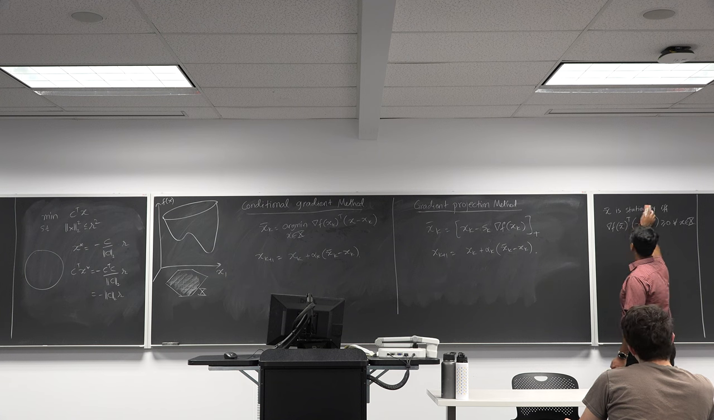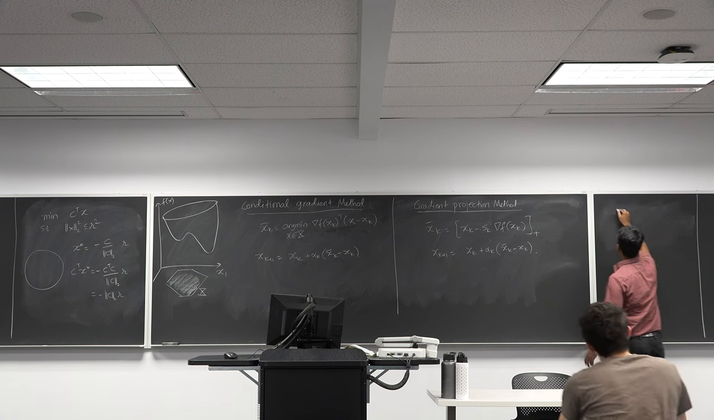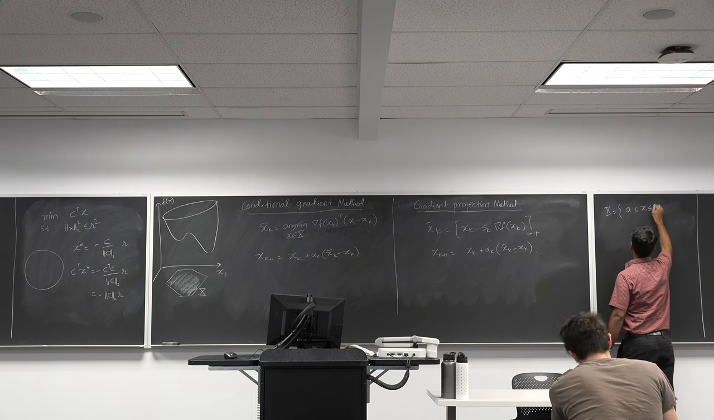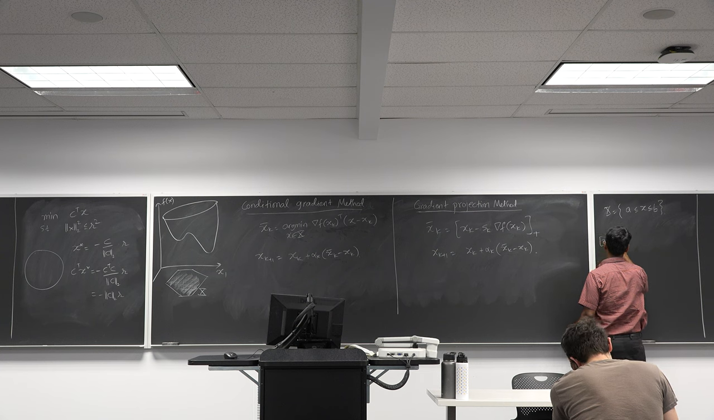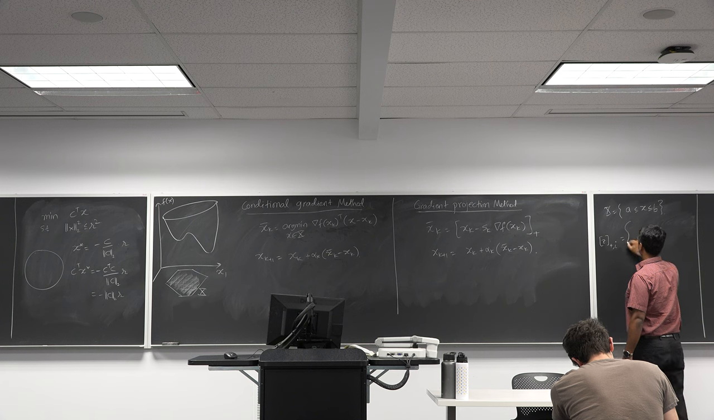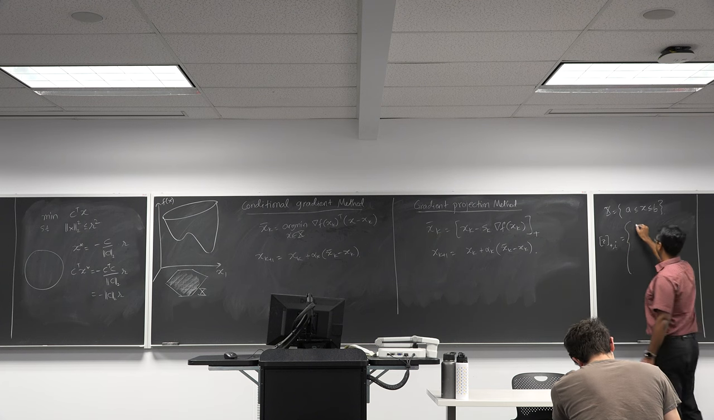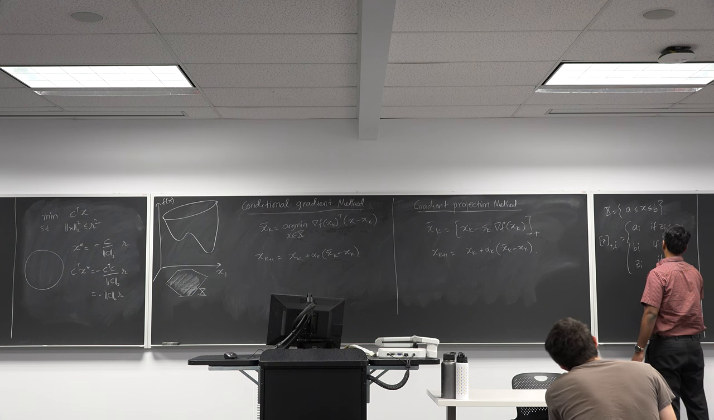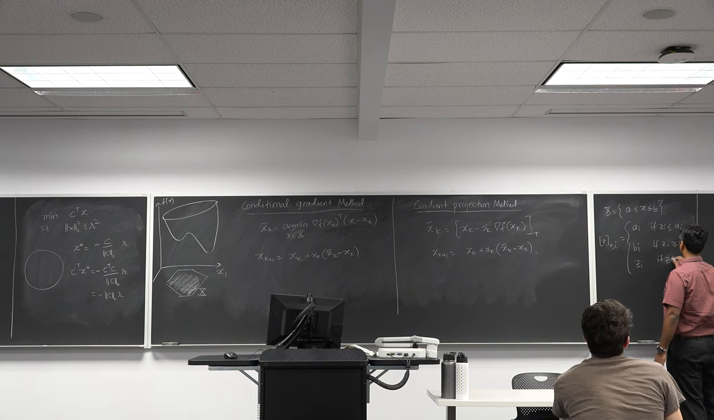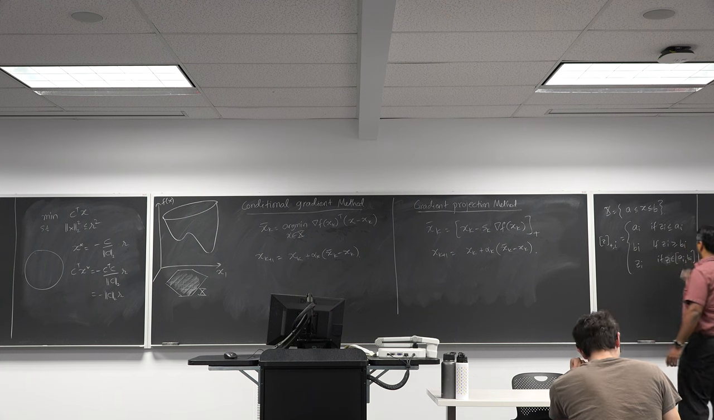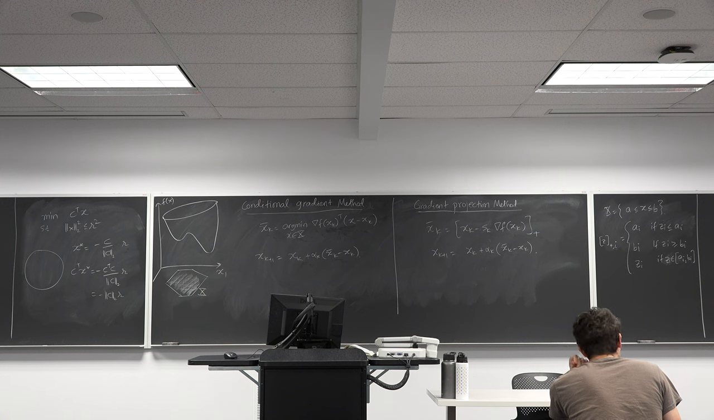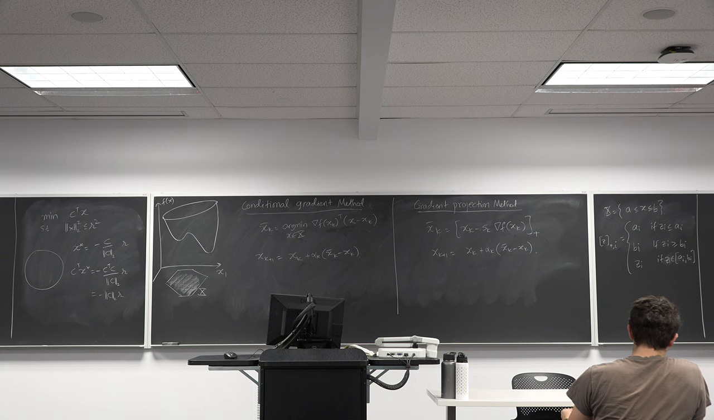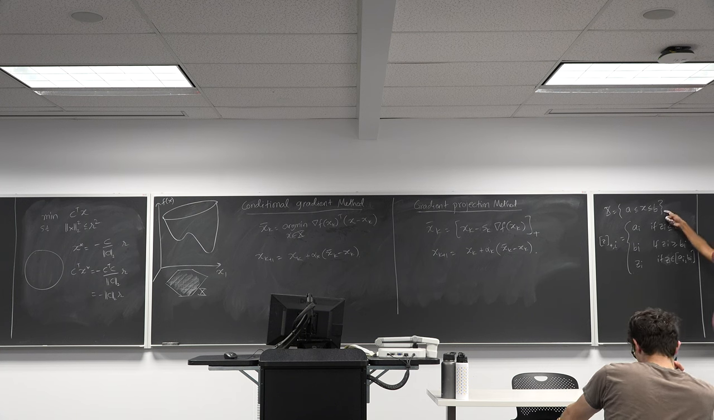Now I'll give you the projection onto the box set. So my set is a less than or equal to x less than or equal to b. I have a point z. The projection onto this particular set is ai if zi is less than or equal to ai, and bi if zi is greater than or equal to bi, and zi if zi is in between ai and bi. This is projection onto a box set. So this is my set. This is called a box.